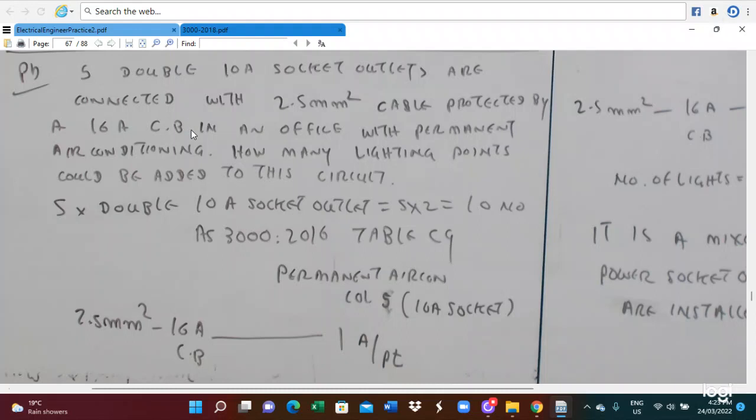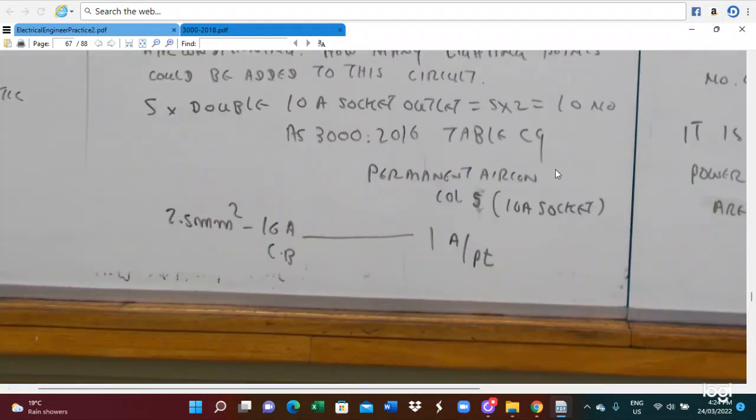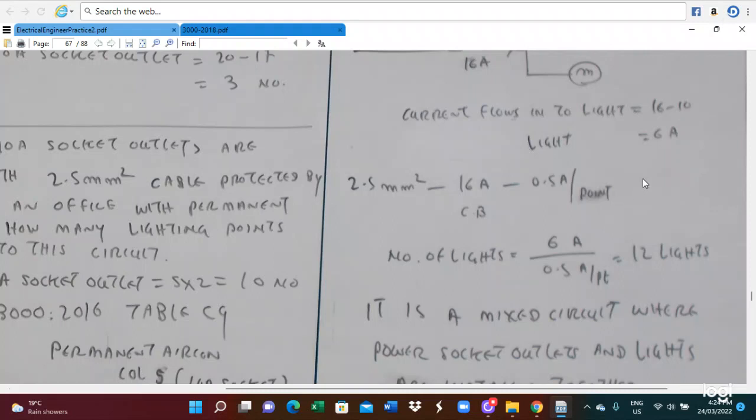So 1 ampere per point, and the total is 16 ampere because we use a 16 ampere circuit breaker. So the total number you can use is 16 divided by 1. You can add a total of 16 points. But we already have 10 number, because of the 5 number of double 10 ampere socket outlets, 5 times 2 you get 10. So the total is 16 minus 10, you get 6. So you can add the additional 6 points. So this is what we calculated.